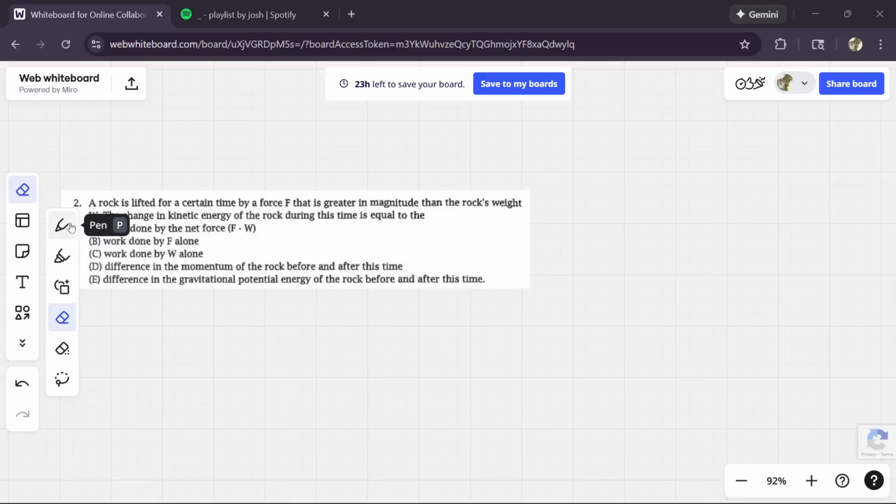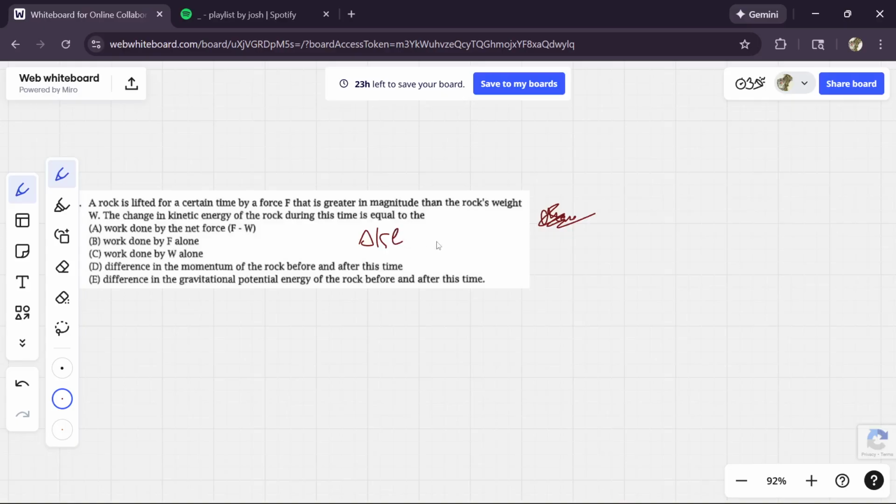Okay, super simple question here. It's asking us the change in kinetic energy, just change in KE, during whatever time. I can write it out. It's so easy. The time literally does not matter. It's just asking us for this, right?